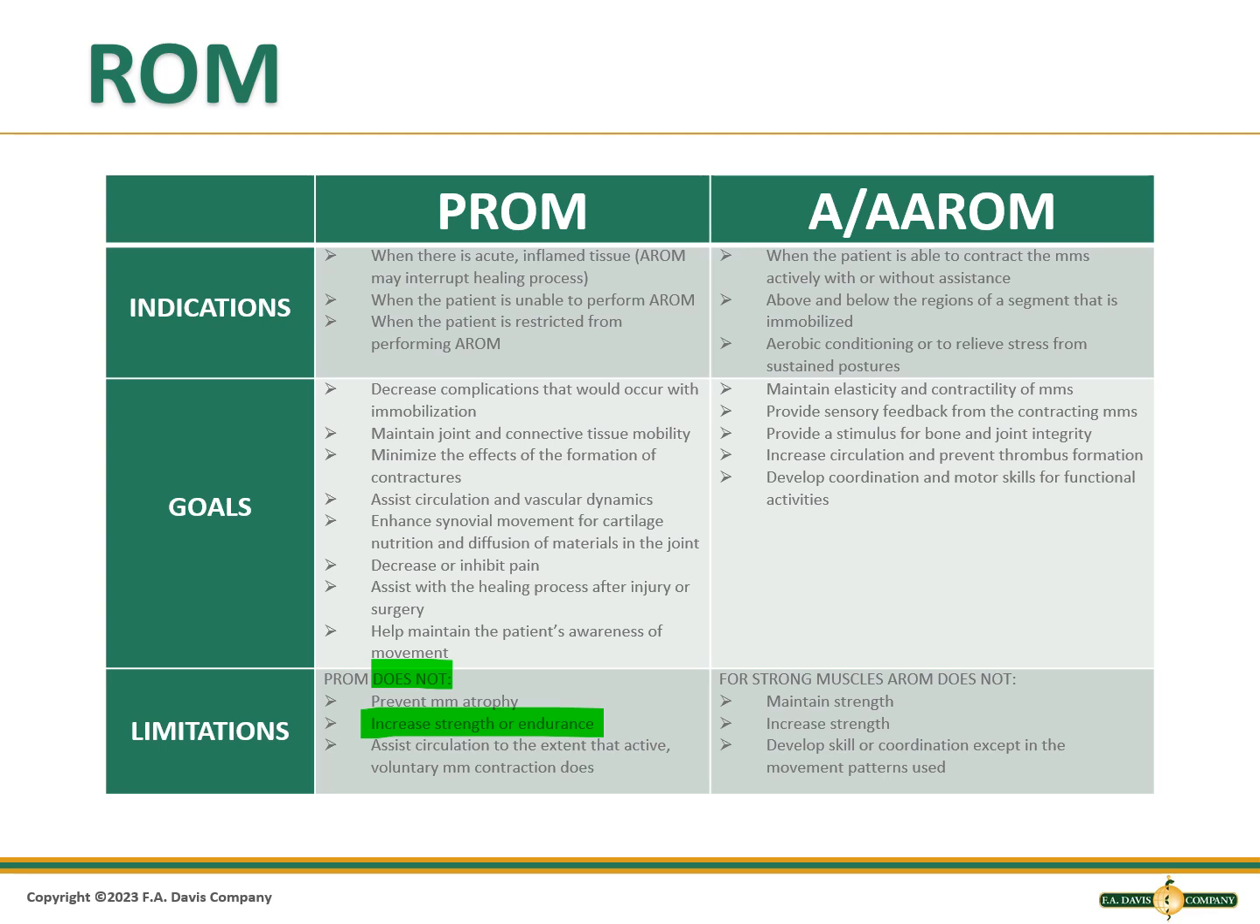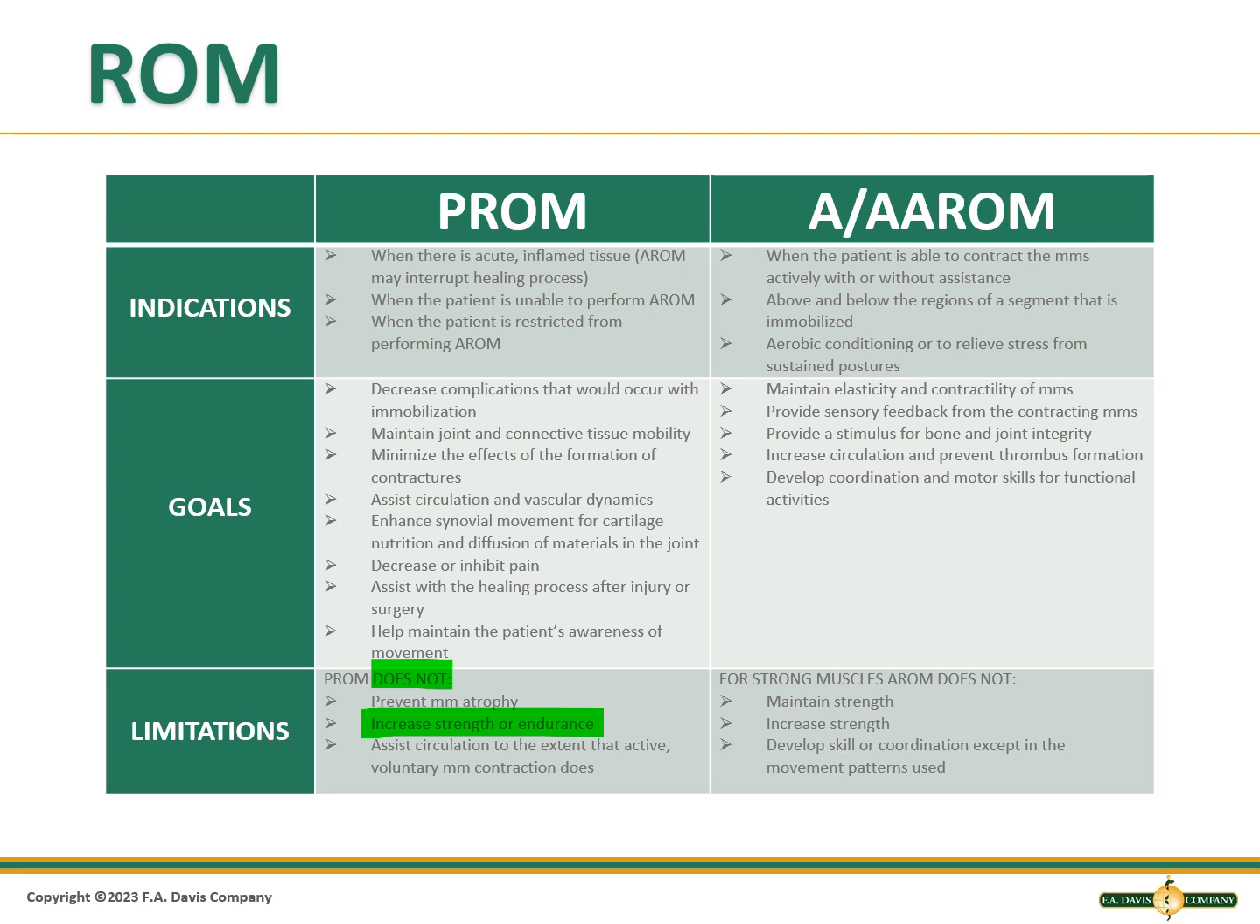But it's important to remember that it has limitations as well. Passive range of motion does not prevent muscle atrophy because the patient isn't activating the muscle. It doesn't increase strength or endurance because of those things. And it doesn't assist circulation to the extent that active voluntary muscle contraction does. So we always get better circulation and joint nutrition when we have active muscle contraction because of that muscle pumping that helps circulate the blood from the veins back to the heart. But we do get improved circulation with passive range of motion.